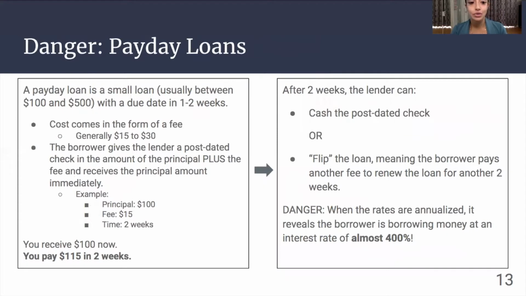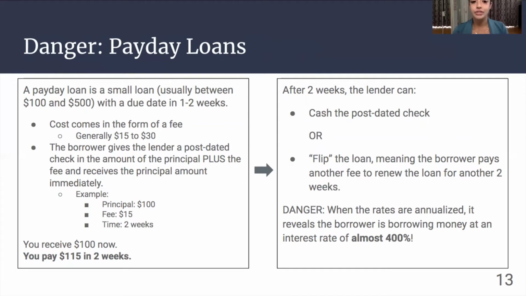So payday loans are a type of single payment loan. However, people get caught up in payday loans all the time. They are very dangerous. They are small amounts. However, these amounts can add up if you're not very careful. So a payday loan is usually between $100 and $500, and the due date is usually 1 or 2 weeks after you get the loan. So it's very short term, very small amounts of money, but they are meant to hold you over until your next payday. So the cost of this loan generally comes in the form of a fee.